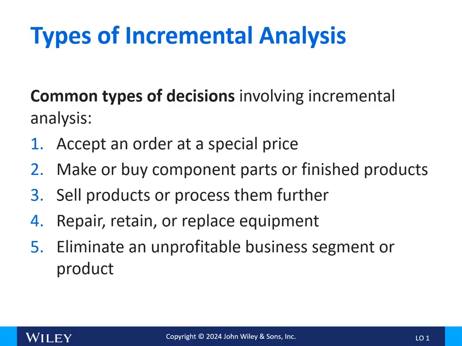So the common types of decisions are: accept an order at a special price, make or buy component parts or finished products, sell products or process them further, repair, retain, or replace equipment, and eliminate an unprofitable business segment or product. Again, that ties pretty closely to our learning objectives that we just saw, and we're going to be using pretty much the same analysis, slightly different in each one, but we'll get through those examples. So we're just applying that analysis to different decisions.